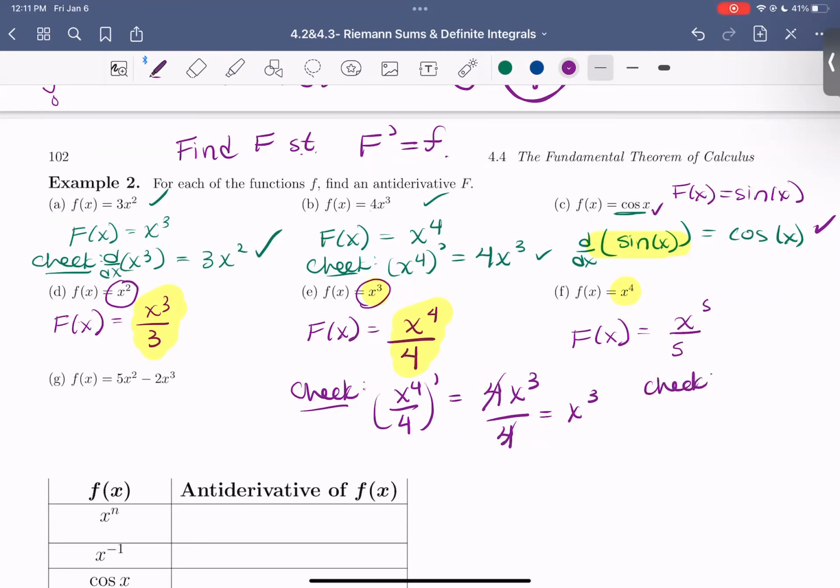Let's do our check. So here we're looking at the derivative of x to the 5th over 5. So the 5 comes down. We subtract 1 from the exponent. Divide by 5, the 5's cancel, and we're left with x to the 4. So check, we found an antiderivative.